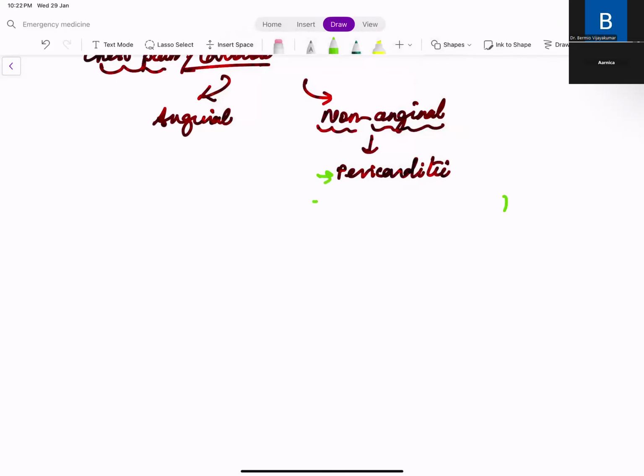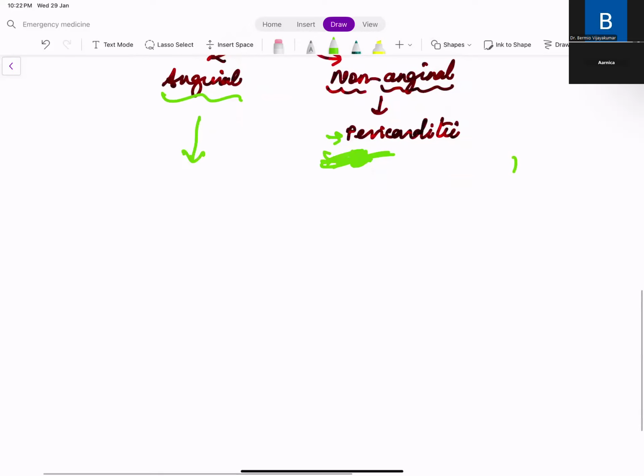The other one can be, okay, so mainly we can discuss these two first. So when to say pain is anginal type? There are a few characteristic features. At least remember 3 features which can be told as anginal. One is retrosternal, compressing type of chest pain.